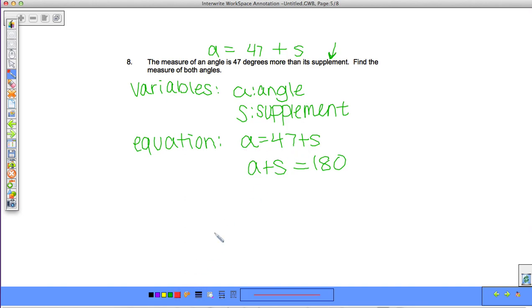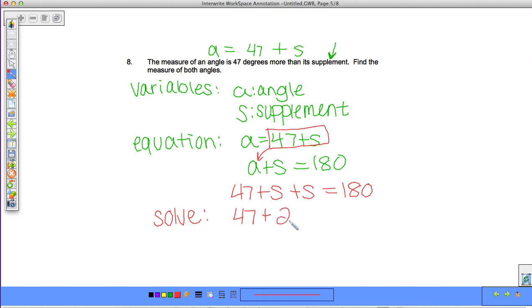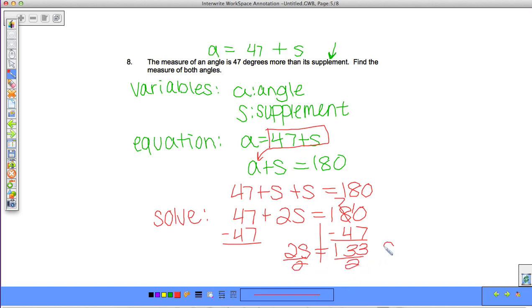That's where my second equation comes in. Now I know A equals this, so now we're going to substitute this in for A. My new equation becomes 47 plus S plus S equals 180 degrees. Now to solve this, I'm going to combine like terms, and we get 47 plus 2S equals 180. I need to get S by itself, so I'm going to subtract 47 from both sides. When we subtract 47 from 180, we get 133. So we're actually going to come out with a decimal on this one. We get that its supplement is 133 divided by 2, which 2 goes into 13 6 times. Minus 12 is 1. Bring down the 3. 2 goes into 13 6 times again.